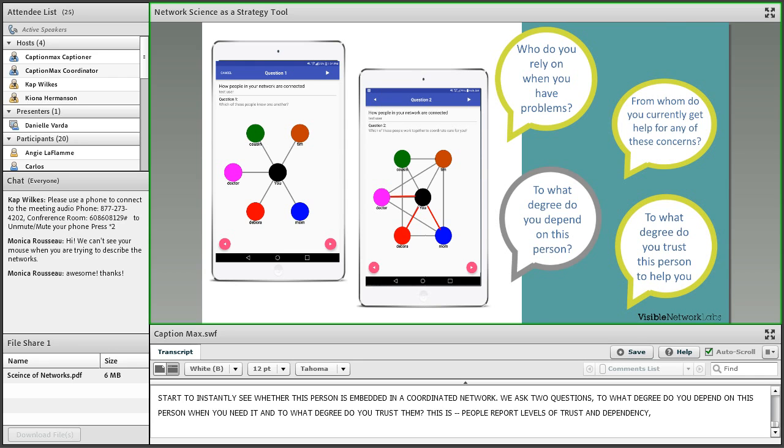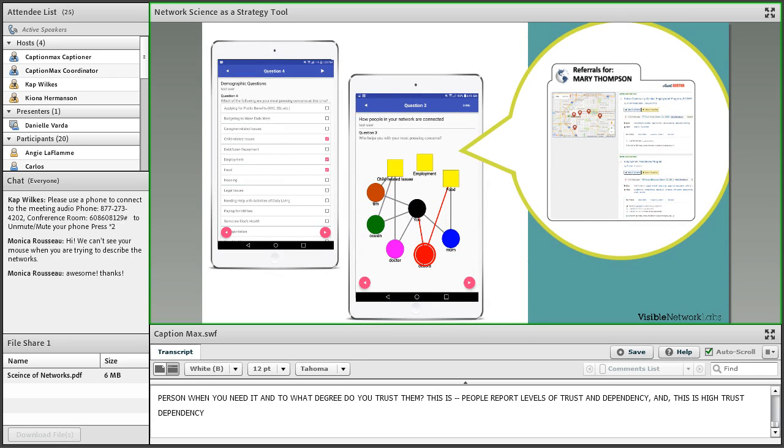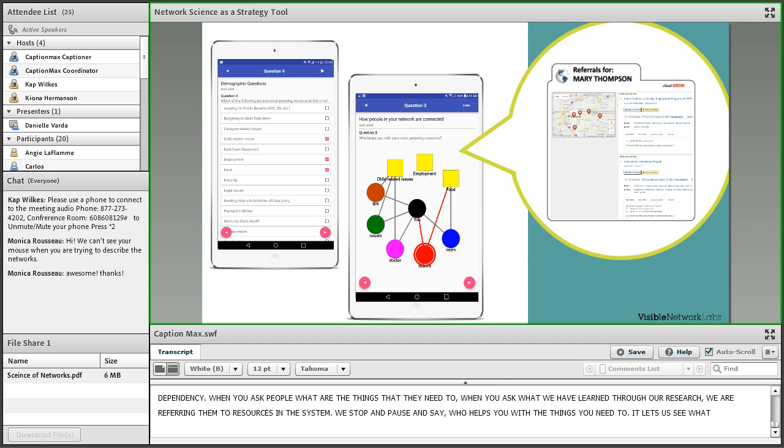And we ask two questions: to what degree do you depend on this person to help you when you need it, and to what degree do you trust them? Because even though they may say they're connected, people will report variations in level of trust and dependency, and we're building a social connectedness risk score, based on a lot of research we're doing. But our highest risk patient would have low trust and high dependency with most of their connections. So you can imagine that's not a great state.